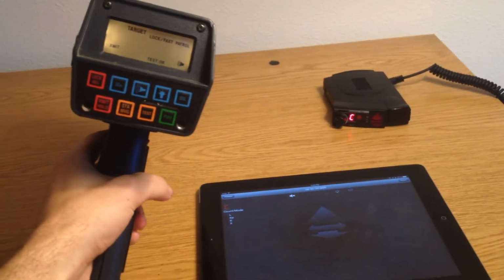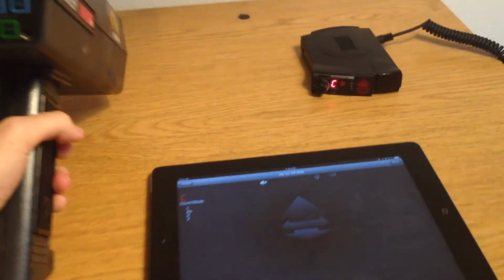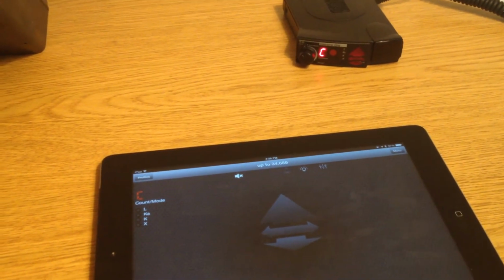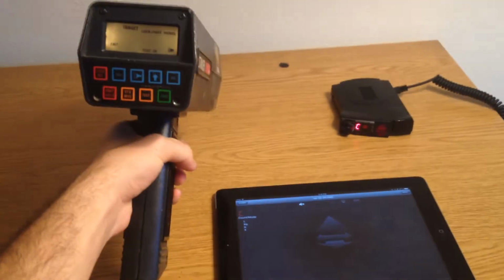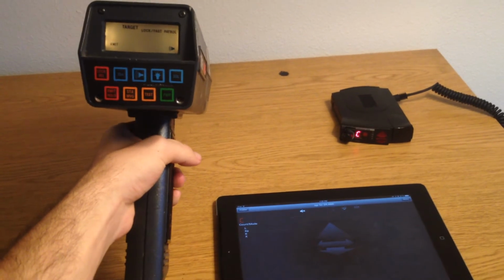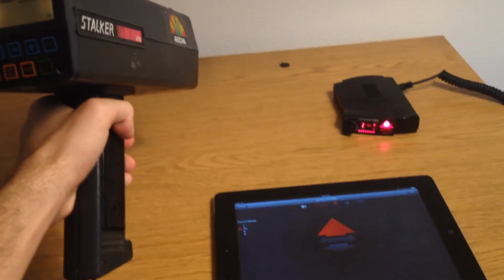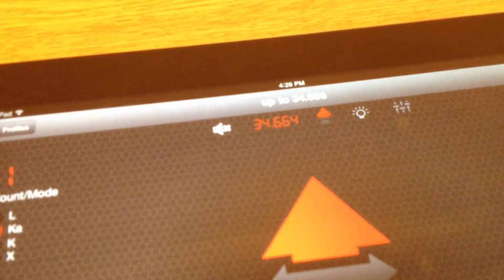So now, still transmitting, but we're getting nothing on the V1. So it's set to 34.666 as the upper limit, and that's what I've got it named right there, up to 34.666. Squeeze the trigger, and now no response from the V1. Oh, there we go. Just got something. That's a first. 34.664.